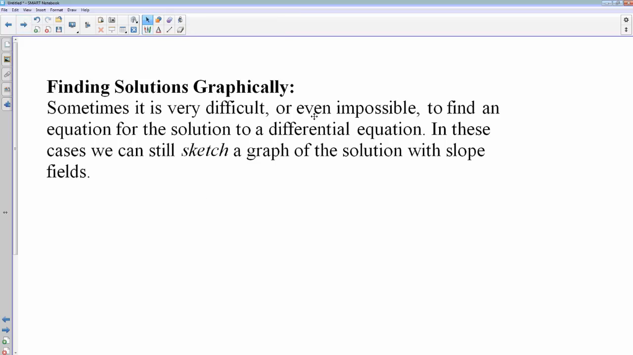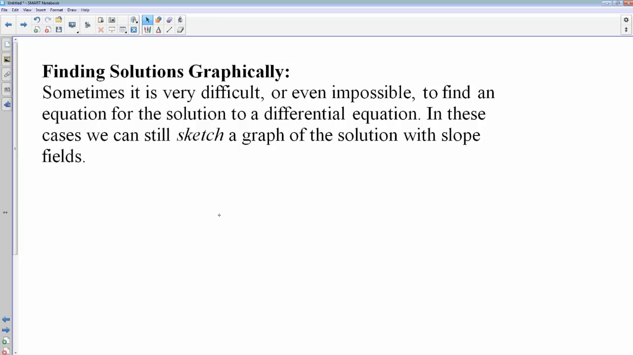However, even once we do learn how to find solutions on our own, we will encounter some differential equations that are either impossible or very difficult to solve. And in those cases, what we'll do a lot of times is, instead of finding the equation for the solution, we'll sketch the graph of the solution. And you can sketch the graph without actually knowing what the equation is. And we use a tool called slope fields to do that.